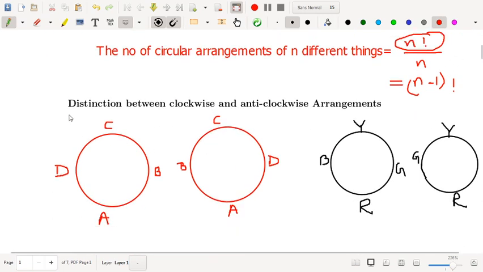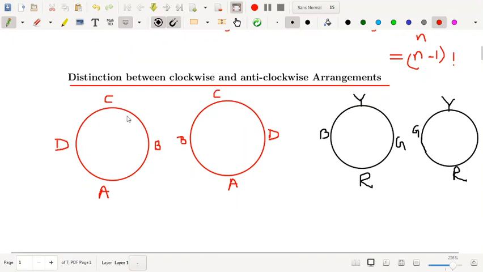Now let us talk about the distinction between clockwise and anti-clockwise arrangement. So look at the red circles. A, B, C, D are seated in a row in anti-clockwise direction.